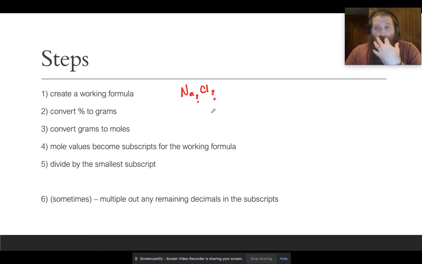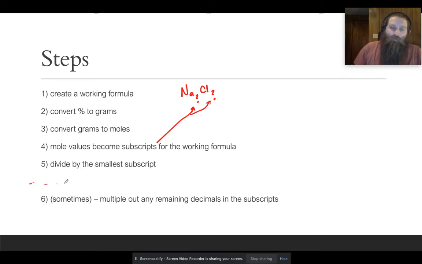The second thing we're going to do is take the percentages given in our problem and convert those to grams. We're going to convert the grams to moles using our periodic table. We're going to take those mole values and plug them in as the subscripts right here and right there. And then we're going to look at the subscripts, however many there are, and divide out the smallest one. We're going to divide all the subscripts by the smallest subscript.